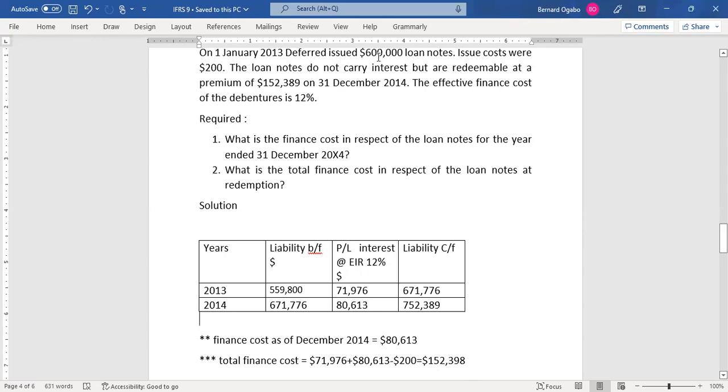I repeat, if we didn't have an effective interest rate, but we had a nominal interest rate, let's say 5%, for instance, I say 5% multiplied by 600,000, multiplied by 2 years, plus the issue cost, plus the premium, is going to give me the finance cost. So that is the difference between being given an effective interest rate and being given a nominal interest rate.